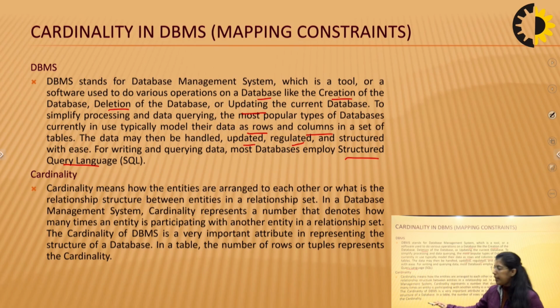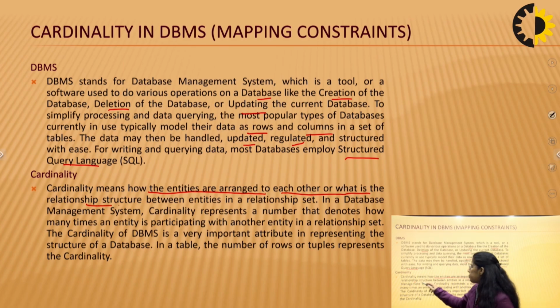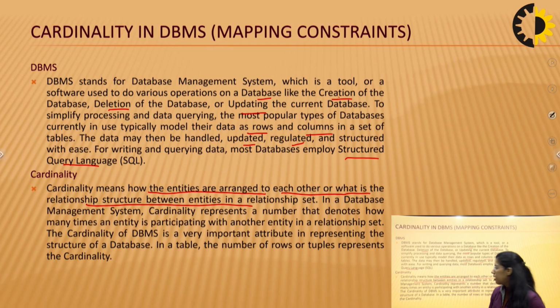Coming on to the cardinality, it means how the entities are arranged to each other, or what is the relationship structure between the entities. In a database, cardinality represents a number that denotes how many times an entity is participating with another entity in a relationship. It is a very important attribute in representing the structure of a database. In a table, the number of rows or tuples represents the cardinality.